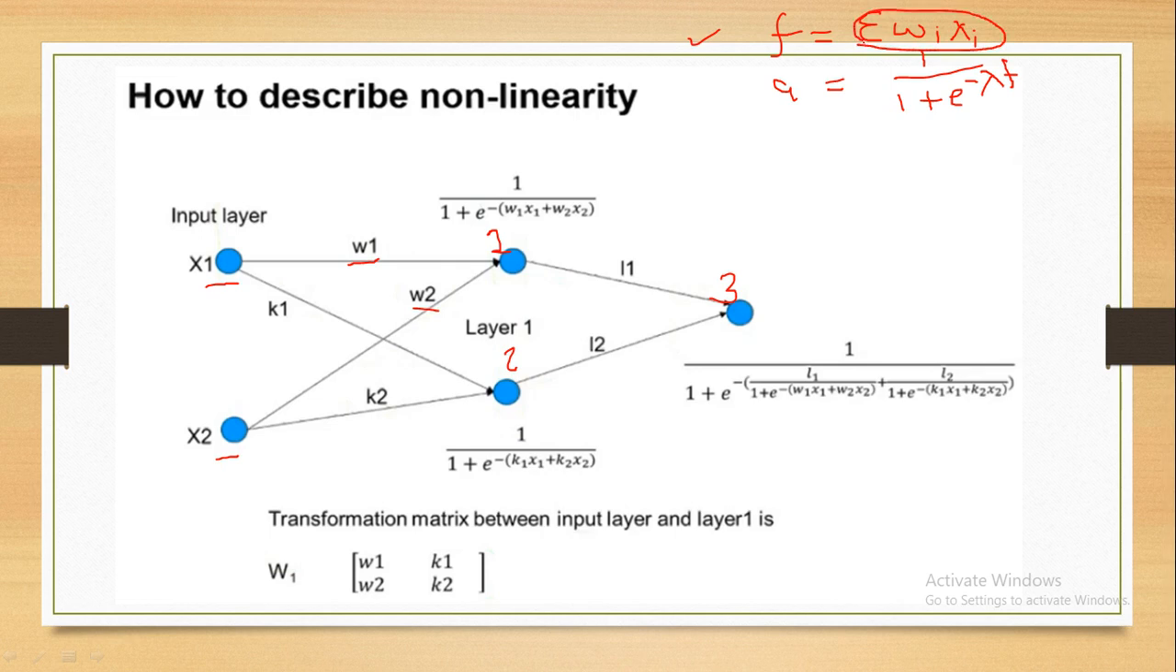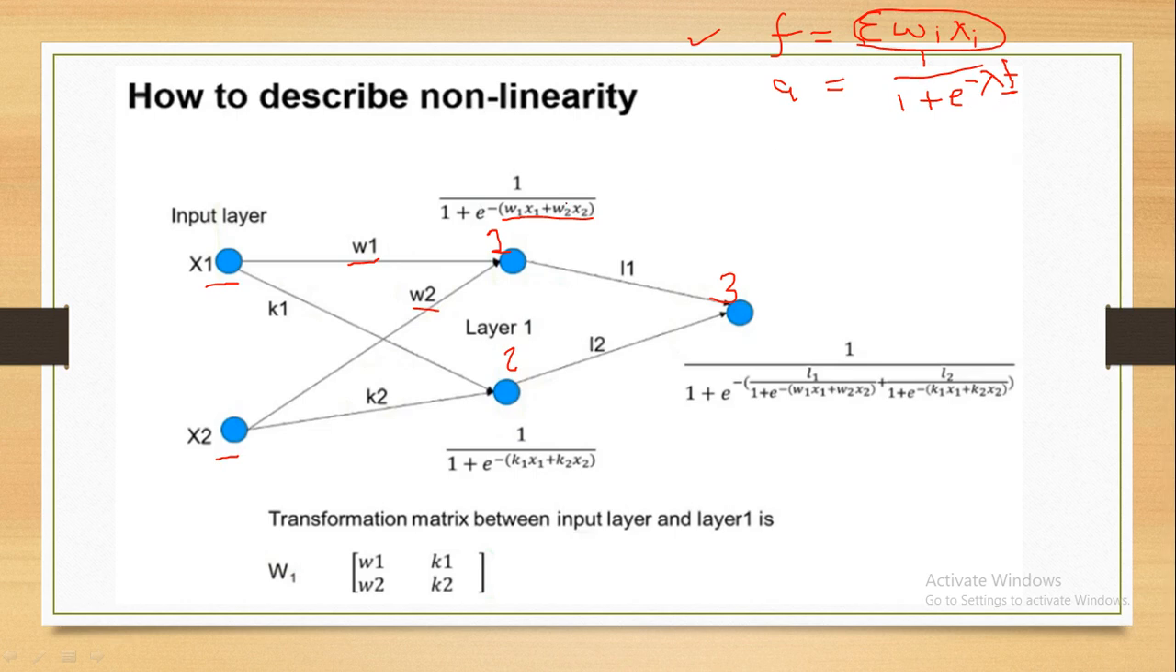So I need this w. Consider w is nothing but w1 w2. So here, when the data is input to the first neuron, this f will be w1 x1 plus w2 x2, and we consider lambda equals 1. Let me consider lambda equals 1. So with lambda as 1, the equation will be 1 upon 1 plus e raised to minus f.